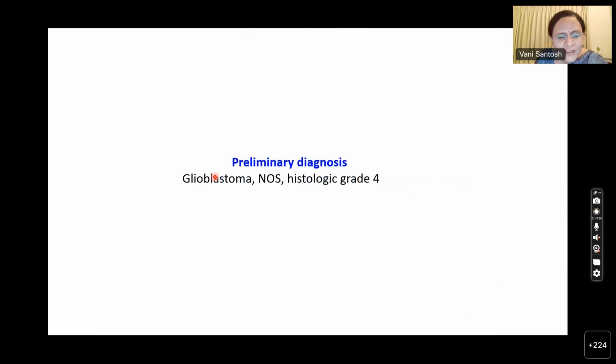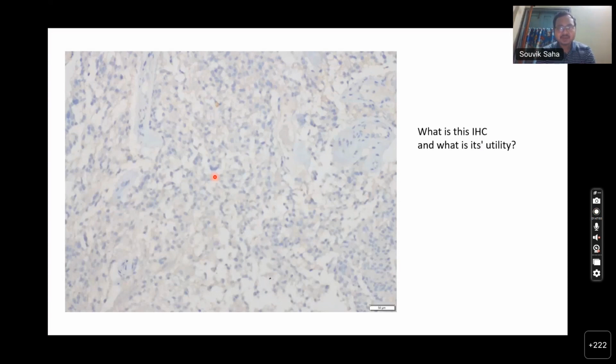What do we want to do, Sauvik? IHC markers. Marker or markers? Markers. ATRX, we can do ATRX. And IDH marker we can do. IDH1.